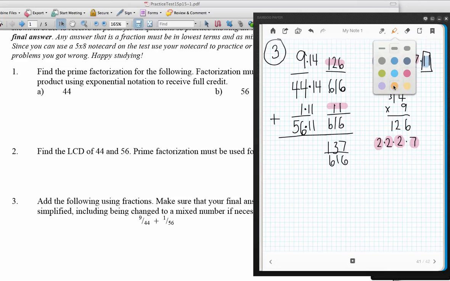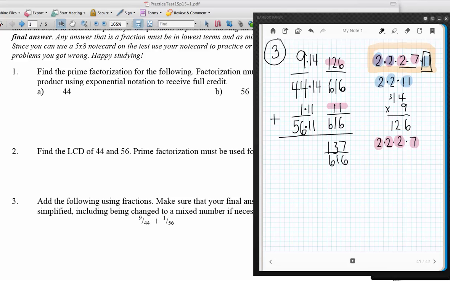Now the other cool thing about having our least common multiple in terms of prime factorization is I can look at all these values here. And I can say, well, if I need to reduce this to put it in lowest terms, it would have to be divisible by 2, or 7, or 11. So I know that this is not divisible by 2 because it doesn't end in something that's even.